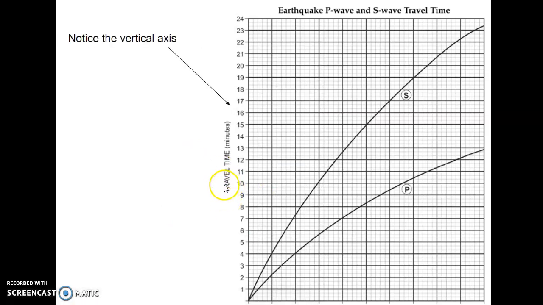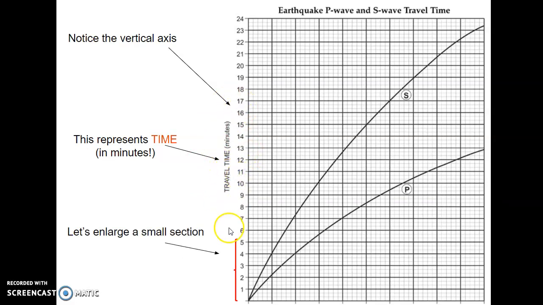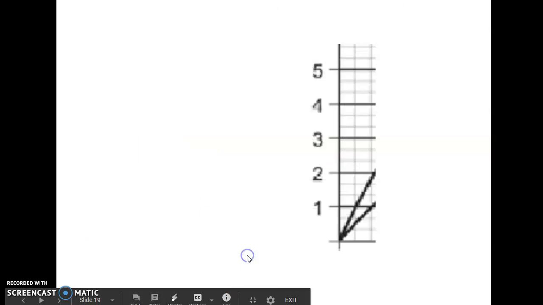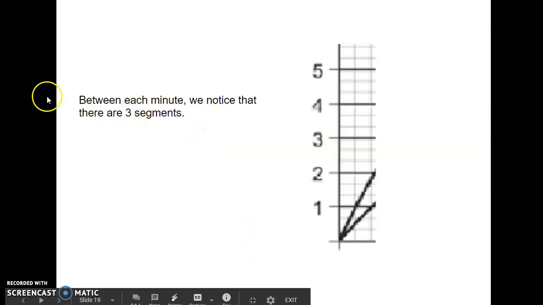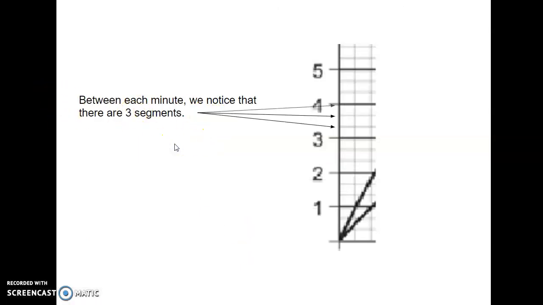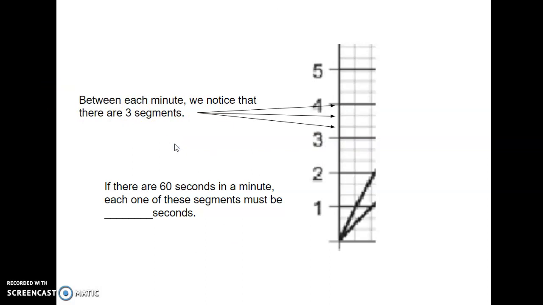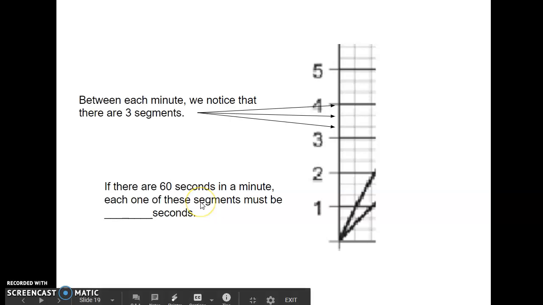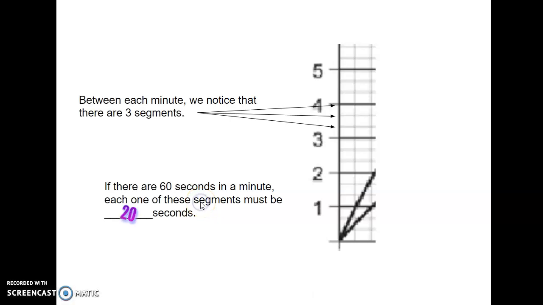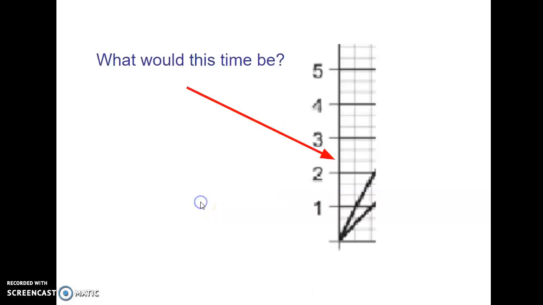So you'll see that there is a vertical axis on this graph and a horizontal axis. The vertical axis represents time in minutes, so you see the travel time of the earthquake. Each of these segments is indicative of a minute. So if there are 60 seconds in 1 minute, each of these 3 segments located in this one segment is equal to 20 seconds.